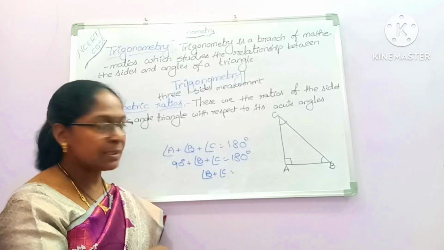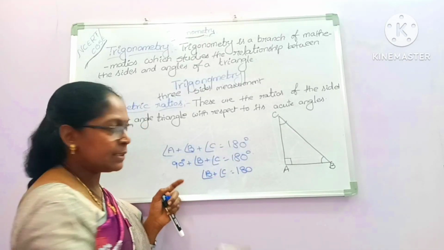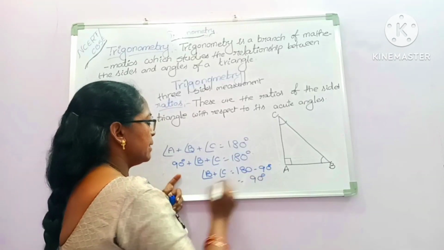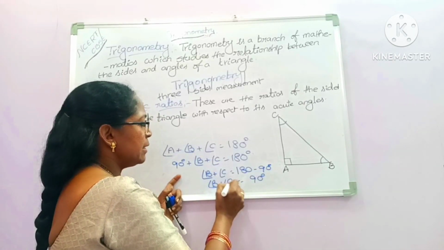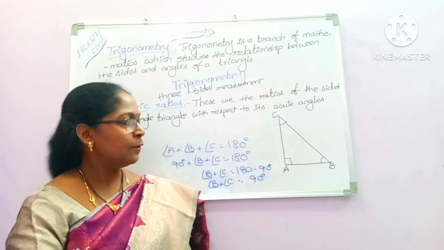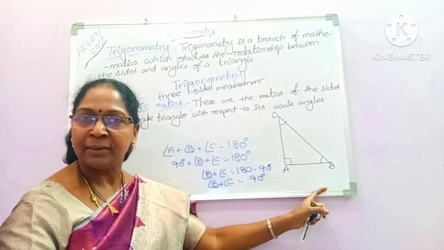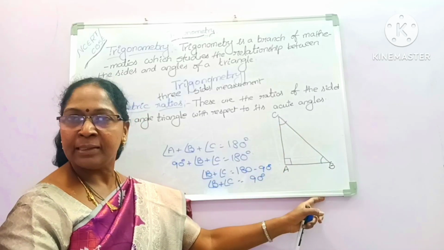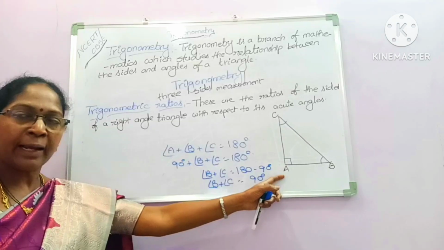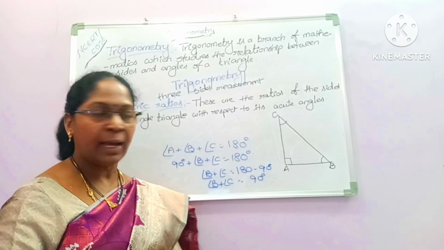That value goes to the other side, and plus becomes minus. So 180 minus 90 equals 90 degrees. Angle B plus angle C equals 90 degrees. These two angles sum to 90 degrees, so each angle is less than 90 only, no? Like that we can say angle B and angle C are acute angles. In this right angle triangle, one angle is 90 degrees, which means the remaining two are acute angles.